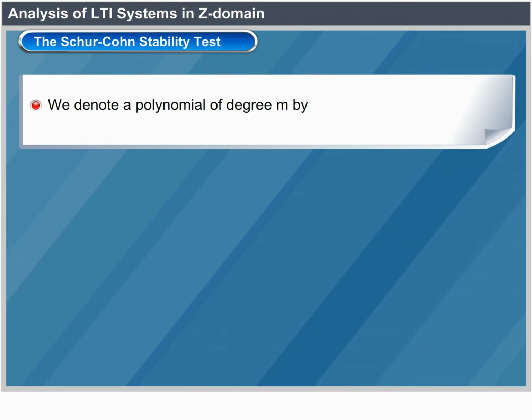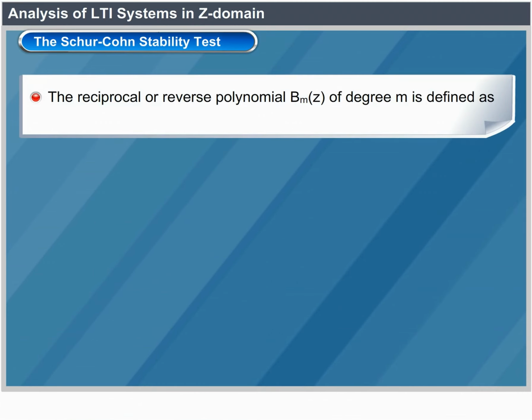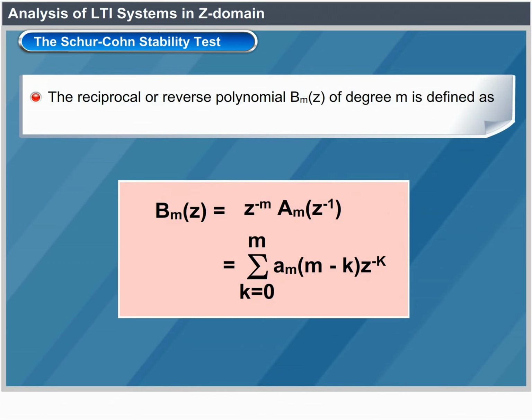We denote a polynomial of degree m by A_m(z) equal to summation k equal to 0 to m A_m(k) z^(-k), where A_m(0) equal to 1. The reciprocal or reverse polynomial B_m(z) of degree m is defined as B_m(z) equal to z^(-m) A_m(z^(-1)) equal to summation k equal to 0 to m A_m(m-k) z^(-k).